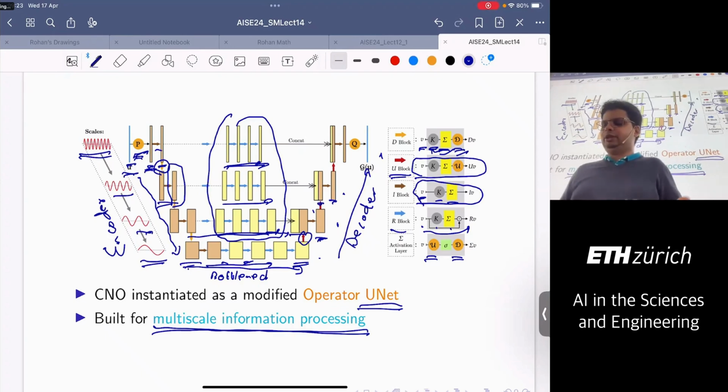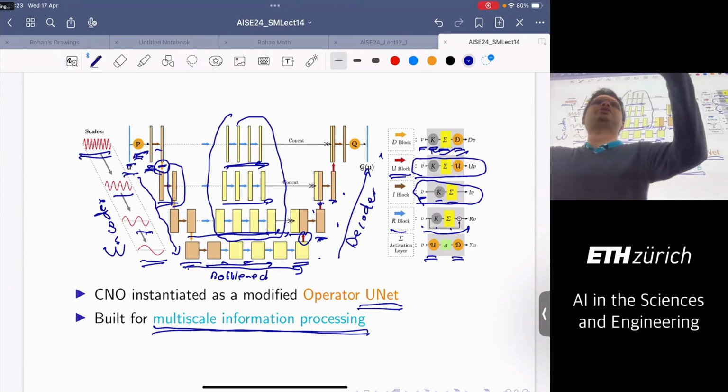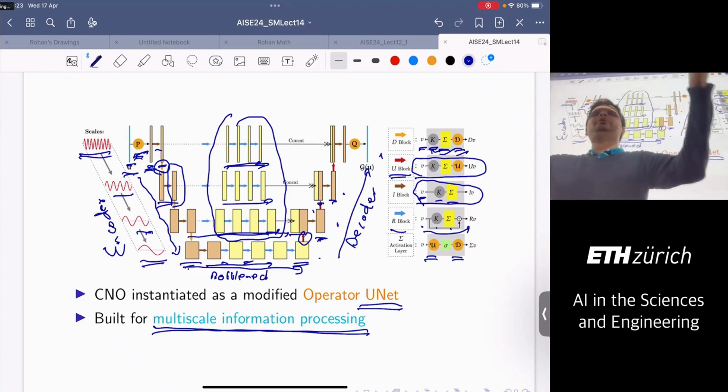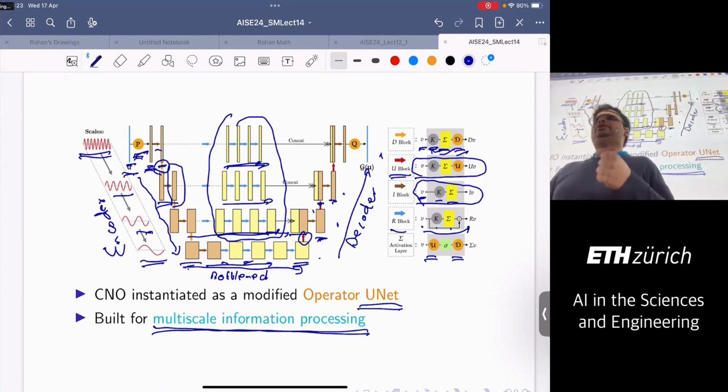But now you have to remember that it was the same with FNO. In FNO also there were these additional elements that were there. You had some residual connections somewhere, you had some MLPs somewhere. These are all there to add information processing capacities.